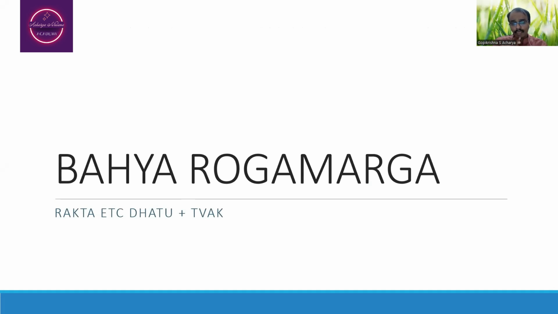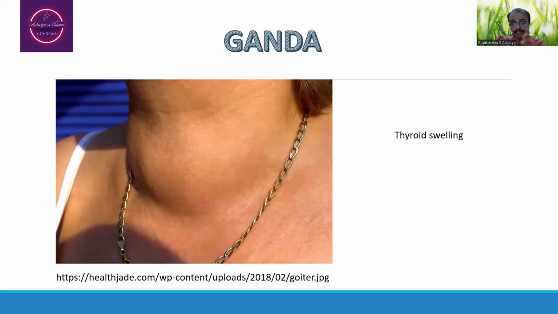When you think about the Bahya Rogamarga, as we have discussed, Rakta, the six dhatu, as well as Tvak will be included in this particular type of Rogamarga. So here, what we can say, there may be a possibility of the neck swelling. There may be a possibility of affliction of Mamsa as well as Medo Dhatu in this particular aspect.